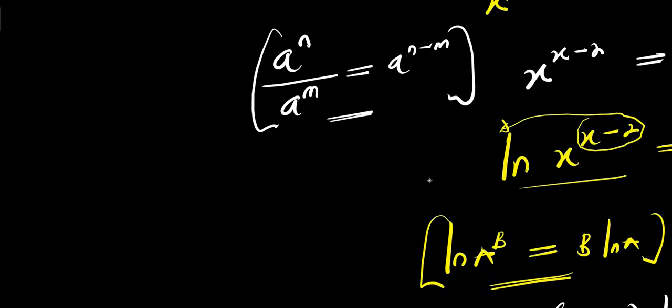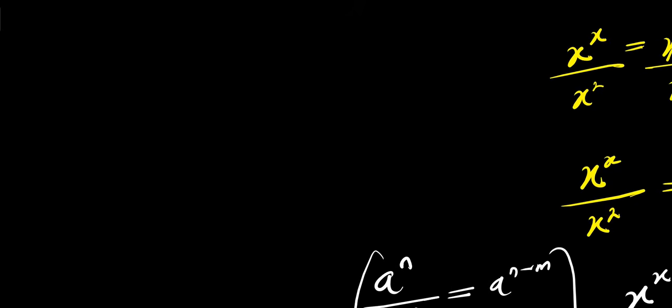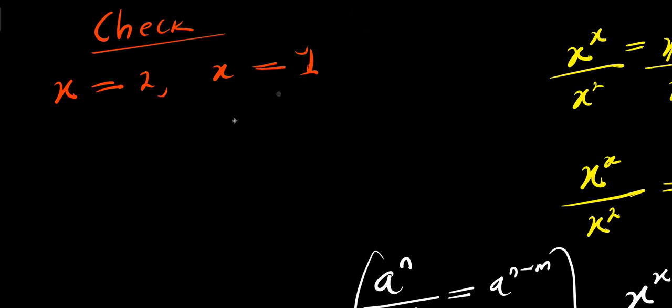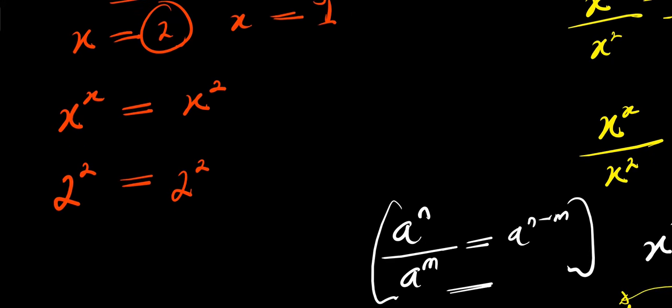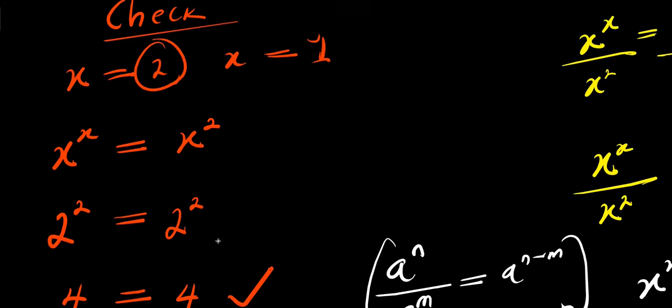Now the next thing we are going to do will be to check each of the solutions. We have two solutions, x equals 2, x equals 1, and the equation remains x power x equals x power 2. We'll start by inserting 2 for x. So we are going to have 2 power 2 equals 2 power 2. And from here, 2 to the power of 2 is 4, and this equals 4. Both sides are correct, so that satisfies the equation.